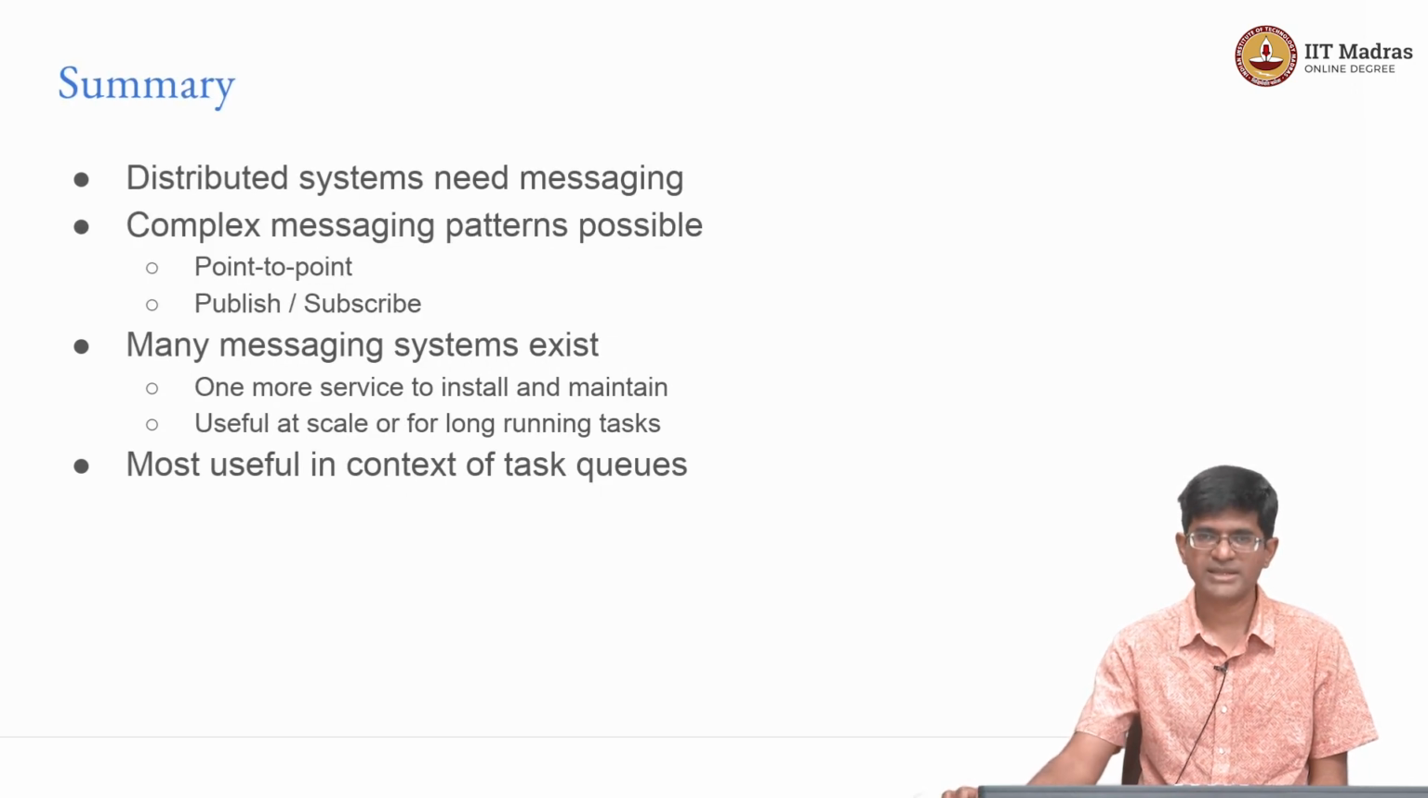So to summarize, distributed systems basically need messaging, right? And you could have complex messaging patterns. Some examples are just the point-to-point communication and of course the publish subscribe pattern. But as I mentioned, you could have point to multi-point, or you could have something where a particular server needs to talk to some other server that is connected through another distributed system, right? So it is possible that you need to have some kind of relatively complex patterns to be implemented. There are many messaging systems that exist to solve these problems and each of them sort of specialize in a slightly different way.